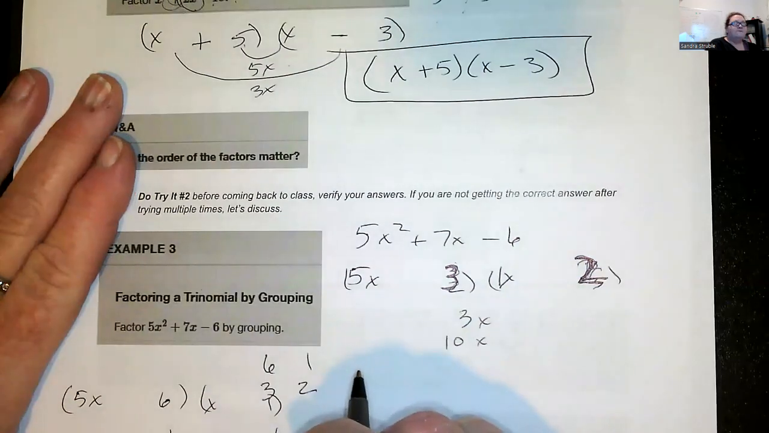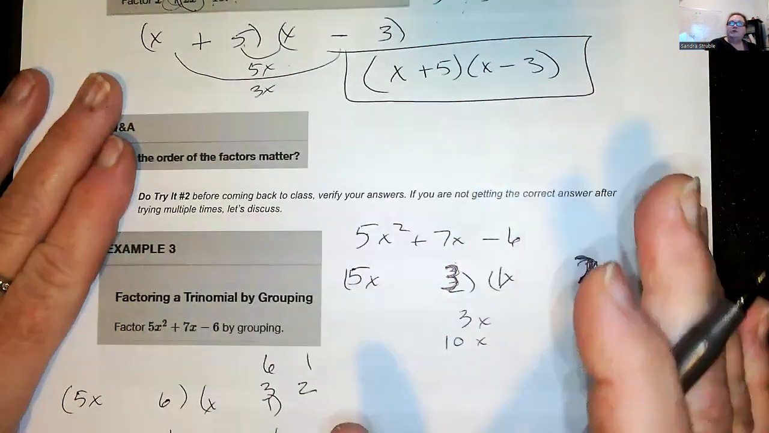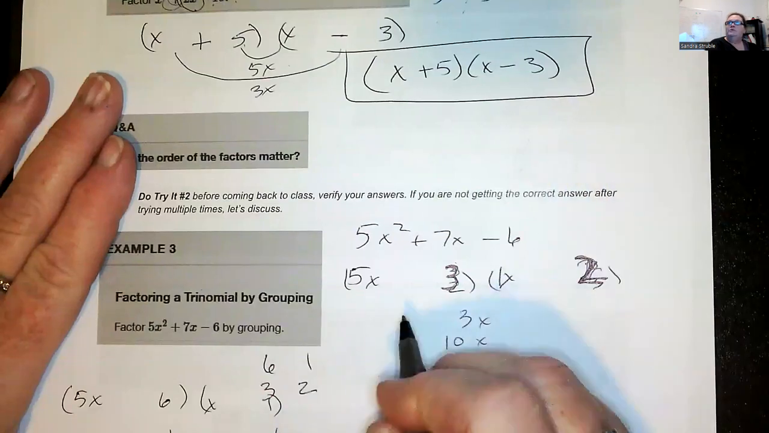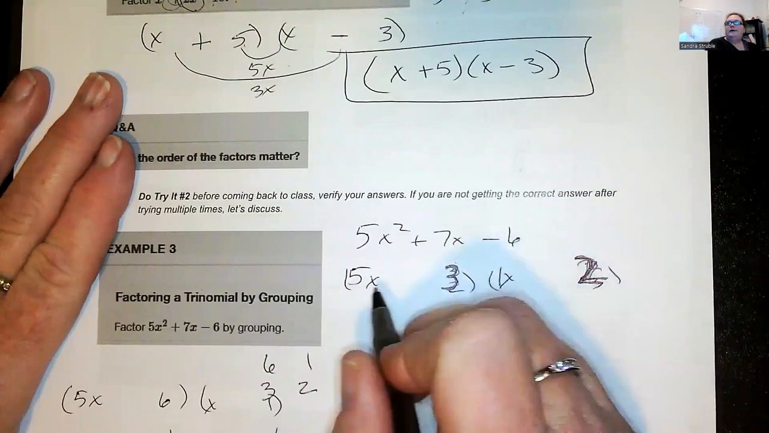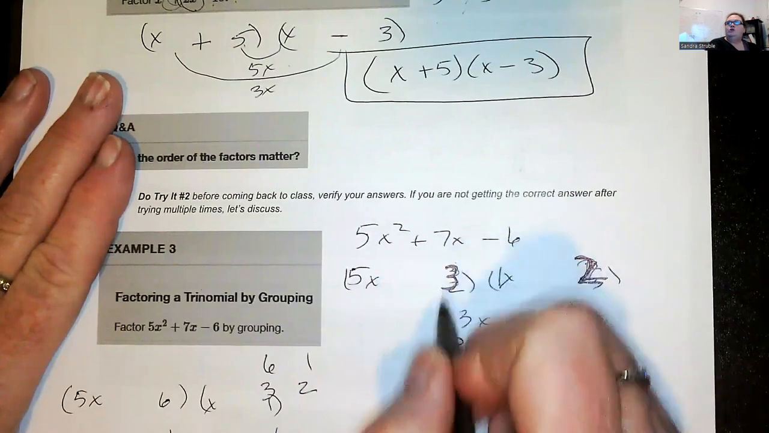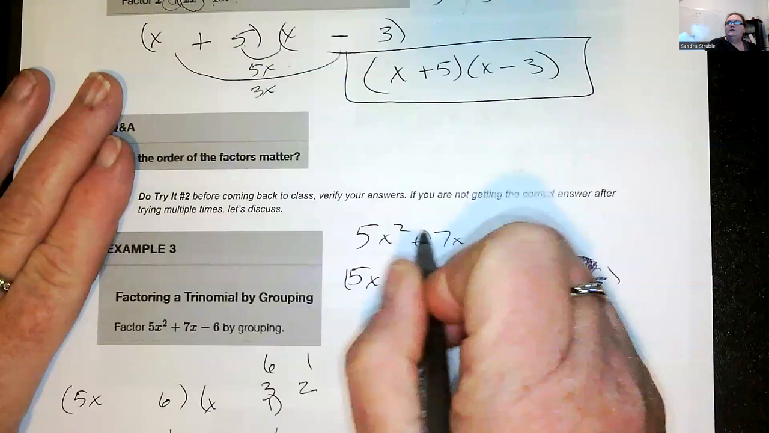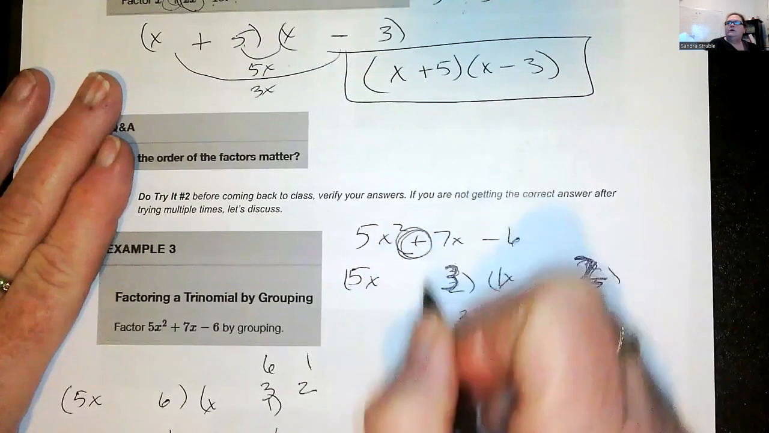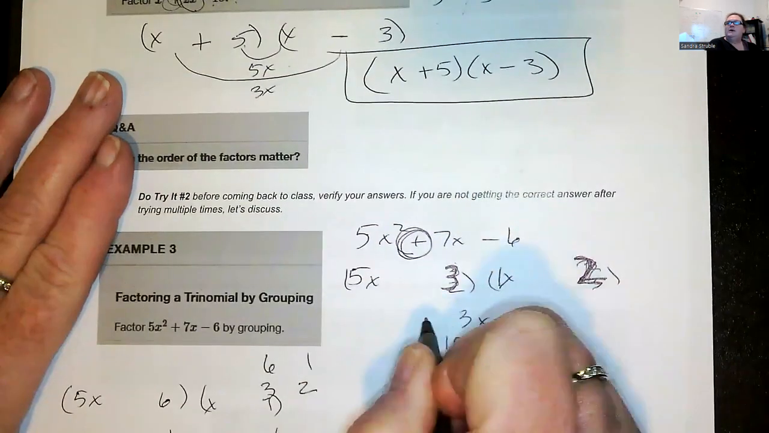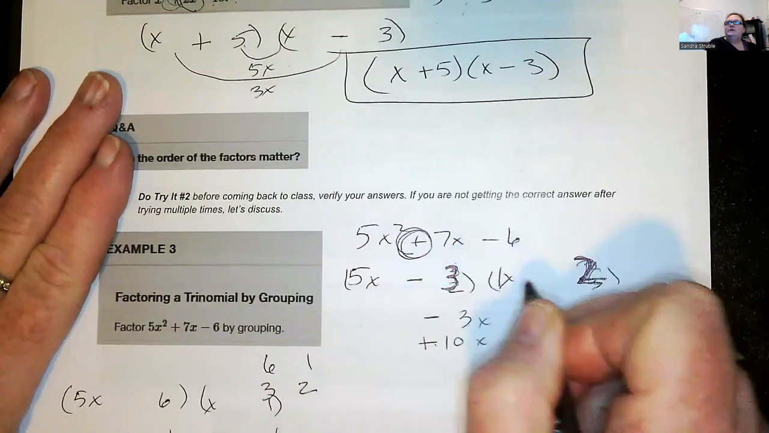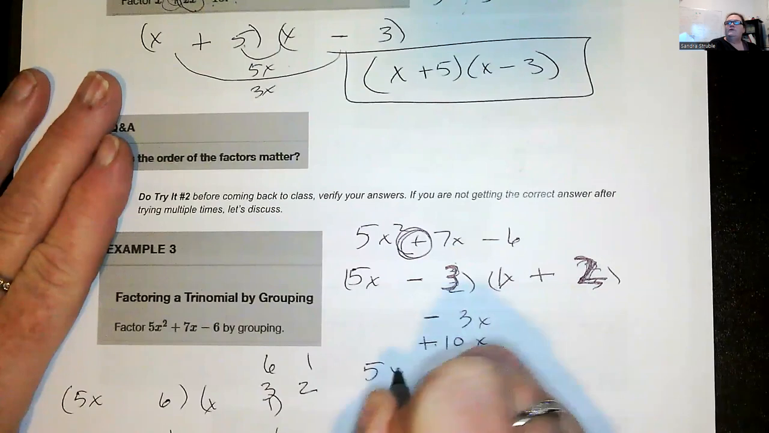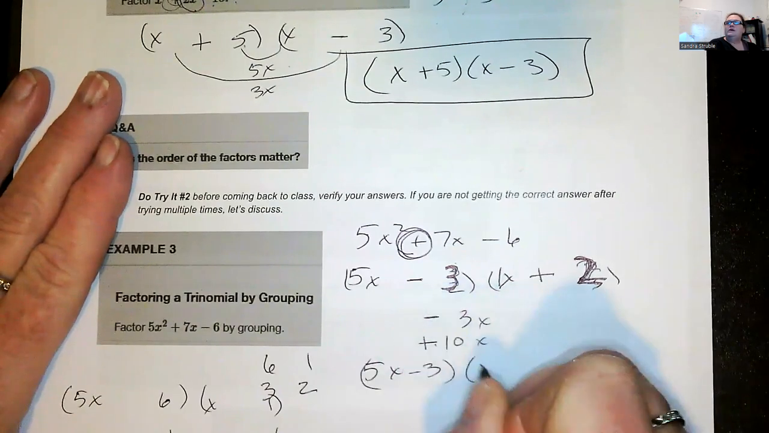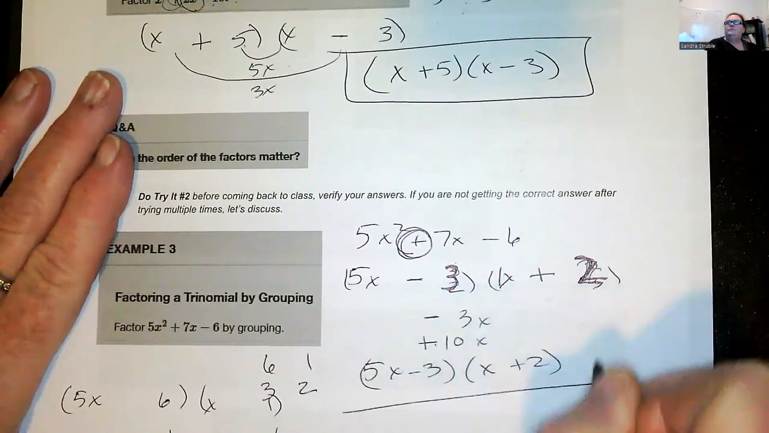If you're comfortable with that, freaking do it. Move on. That is great. I'm going to stay consistent with how I do this, just trial and error. So I need my larger number. The 10 needs to be positive since my middle term is positive. So I need my 10 to be positive and my 3 to be negative. So my 3 has to be negative. My 10 has to be positive. So my final answer is 5x minus 3 and x plus 2.